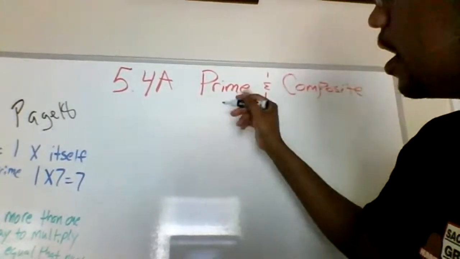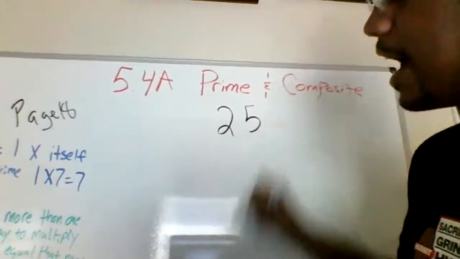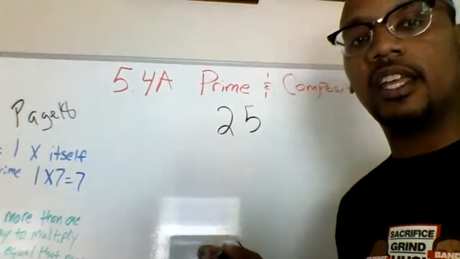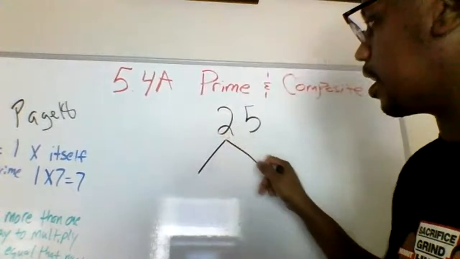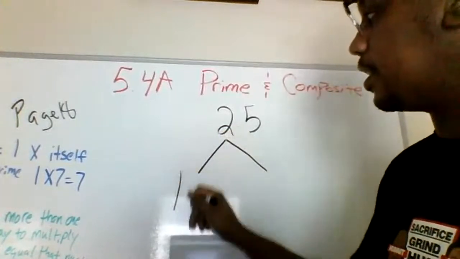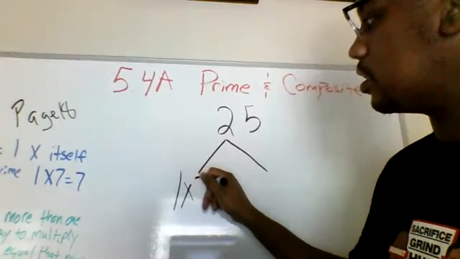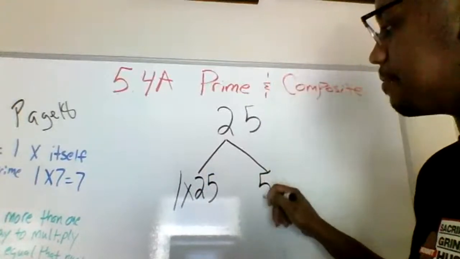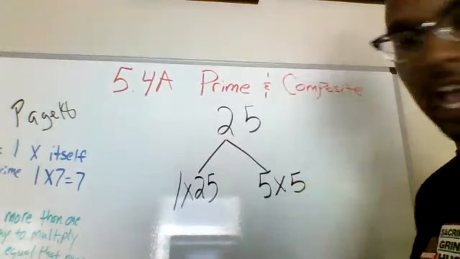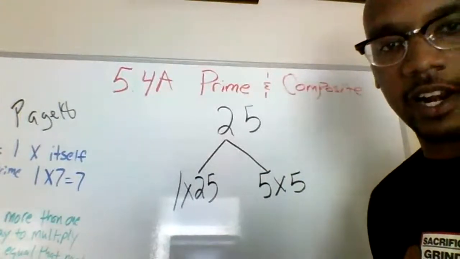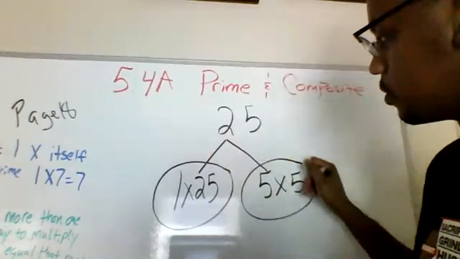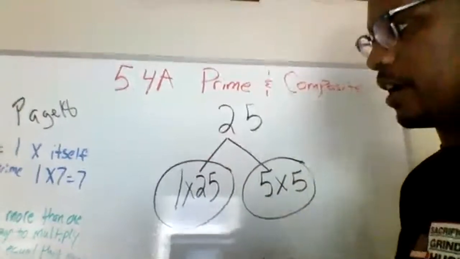Now, your sales says 25. So to get your sales number, do 1 times 25, or I can do 5 times 5. All right? 1 times 25 and 5 times 5. I mean, 5 times 5 is 25.